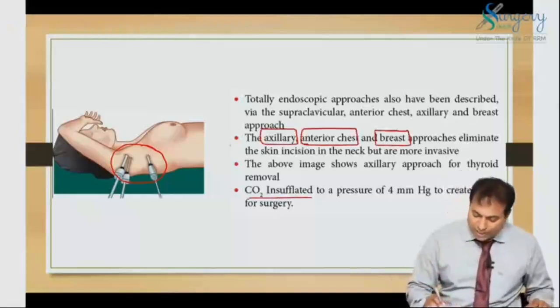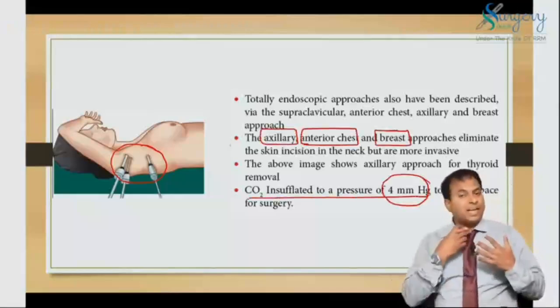So CO2 is insufflated to a pressure of 4 millimeters of mercury to create space for surgery, and we can remove the gland through the axilla. This is the method of removing.